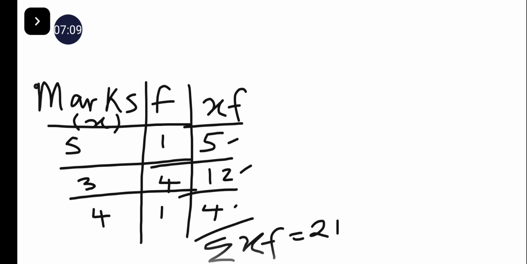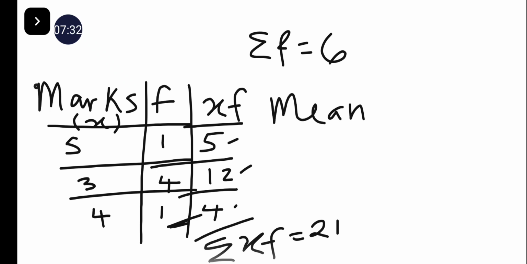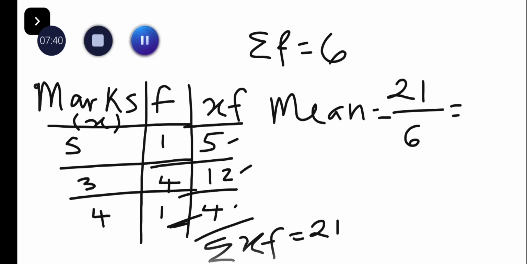Then the frequency, we have 1 plus 4, yes, 5, plus 1 again, gives us the sum of frequency. And the sum of frequency here is 6. So if you are to calculate the mean, it will simply be sum of xf, 21, divided by 6. We have here 21 divided by 6, it gives us 3.5. So the mean of this set of data is 3.5.